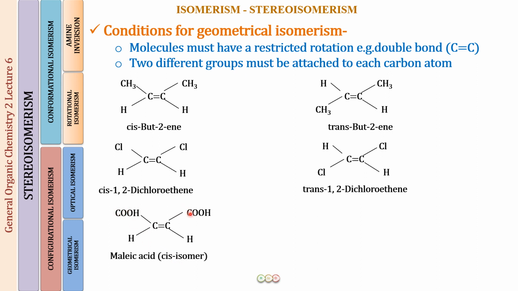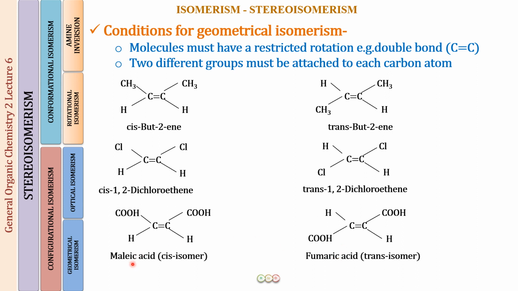isomer because the two functional groups, you can see they are on the same side of the carbon-carbon double bond. If they are present diagonally opposite to each other, we will be calling it a trans structure, and the common name for this compound is fumaric acid.